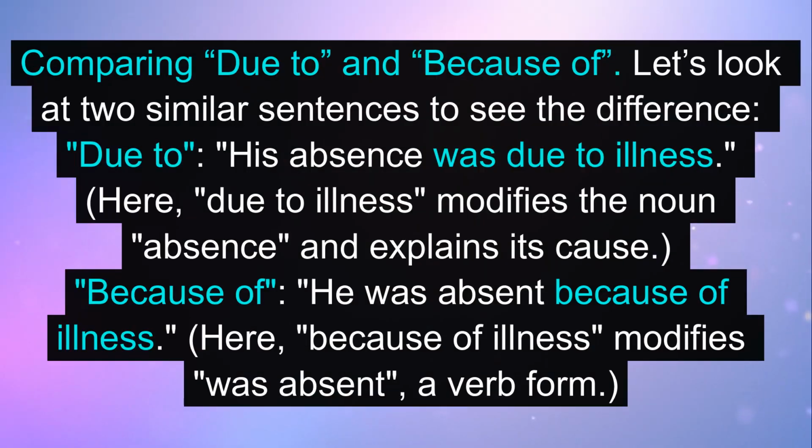Comparing due to and because of. Let's look at two similar sentences to see the difference. Due to. His absence was due to illness. Here, due to illness modifies the noun absence and explains its cause. Because of. He was absent because of illness. Here, because of illness modifies was absent, a verb form.